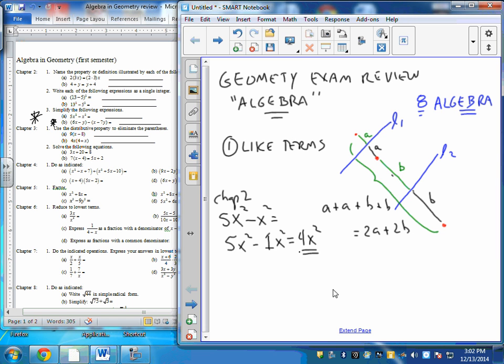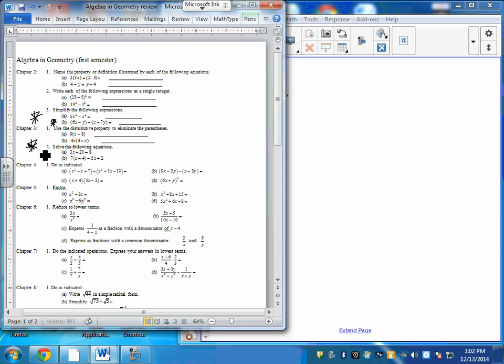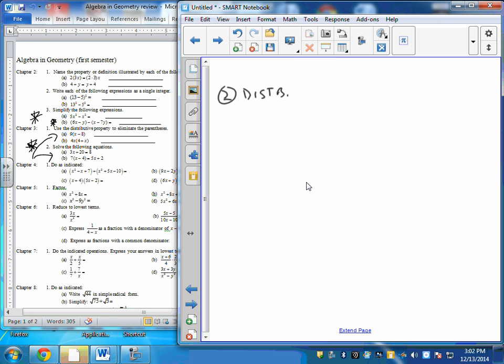Okay, second exam question is going to be using the distributive property, right? The distributive property, and we saw some of those on our algebra tests. So if we looked at chapter 3 over here, go back to chapter 3, and that's a distributive property, and then there was some solving equations, and we're going to see both of those. But let's look at the distributive property where we had 9 times x minus 8, and you had to work that through, or 4x times 4 plus x.